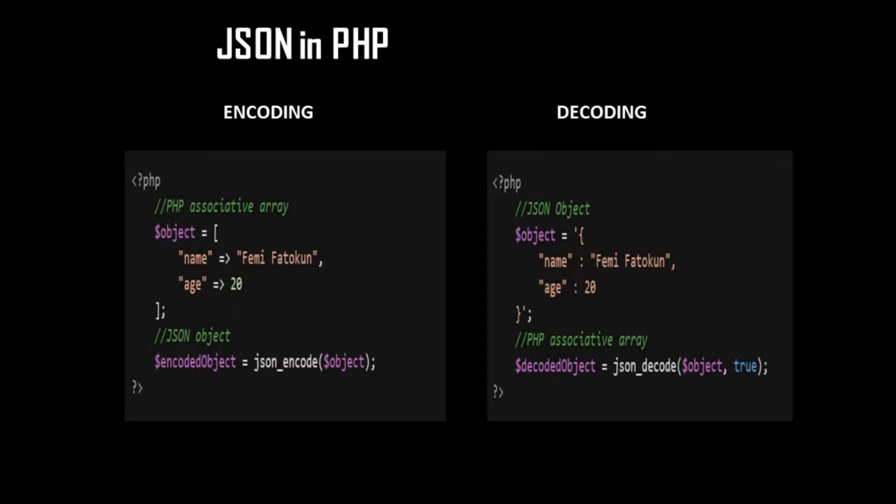Let's talk about decoding. Right here we have a JSON object, just like we had in the former slide, with key value pairs. This is a nice format of a JSON object, and then we pass it to json_decode, which is a function in PHP that takes your JSON string and decodes it into a PHP array. We pass true as the second argument of the function because we want it to return an associative array. So basically, this is going to decode your JSON string and turn it into a PHP associative array.